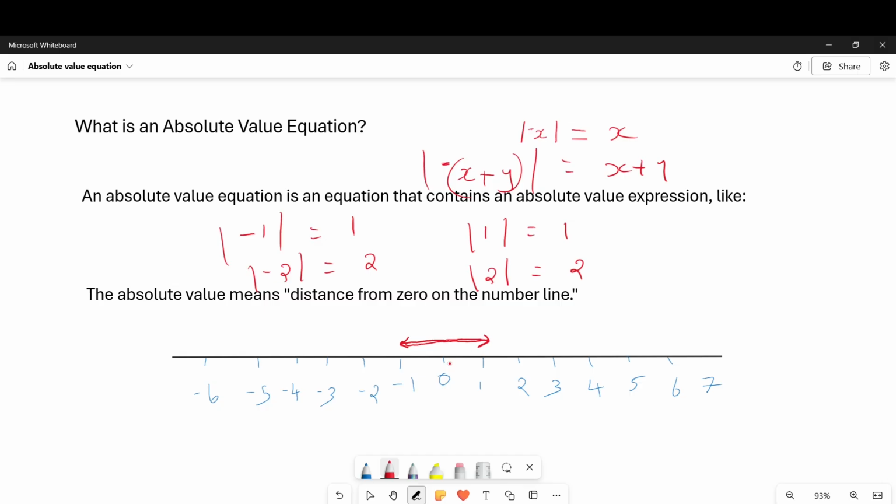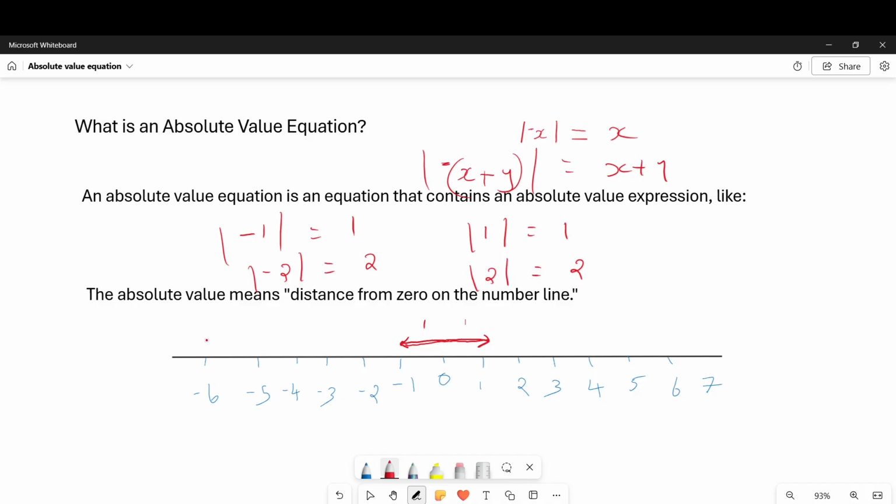So that's the main point of absolute value. The distance traveled is 1, and here also 1. That's why the absolute value of minus 1 is 1, and the absolute value of 1 is 1, because the distance traveled is the same for both, but the direction is different. The direction is different on the negative side and the positive side, but the distance traveled is the same. That's the real meaning of an absolute value.